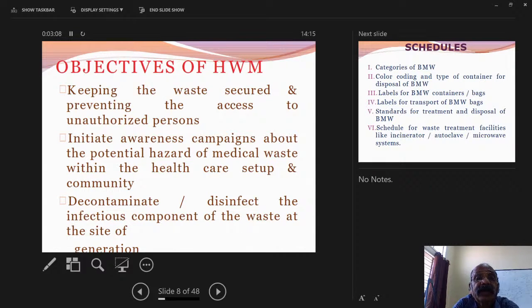Objectives of hazardous waste management: keeping the waste secured and preventing access to unauthorized persons. Initiate awareness campaigns about the potential hazard of medical waste within the healthcare setup and community, and decontaminate or disinfect the infectious component of the waste at the site of generation.